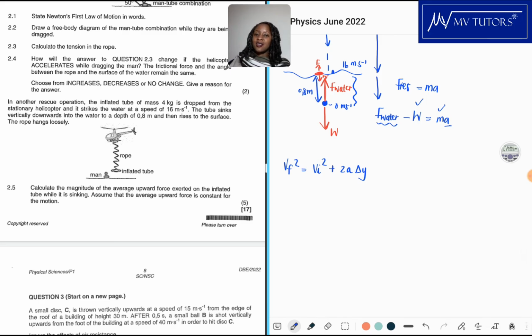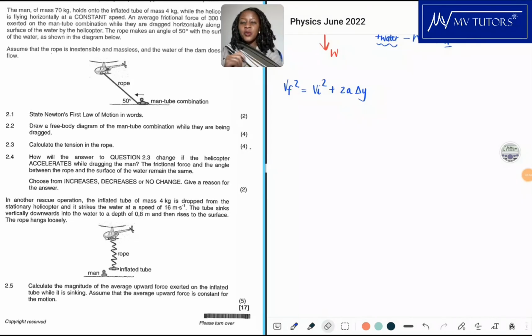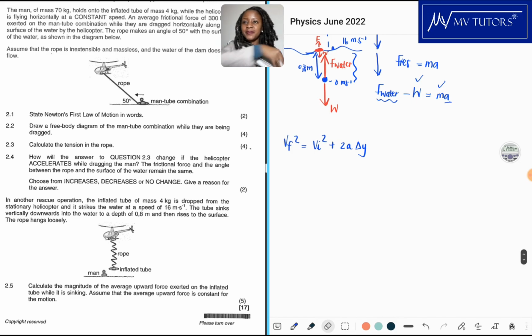And it's not g. This is not free fall. So please don't use g. Now that we have our equation, we need to substitute. So let's have a look.